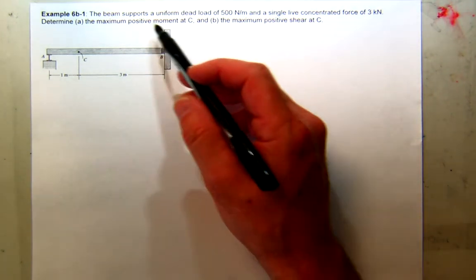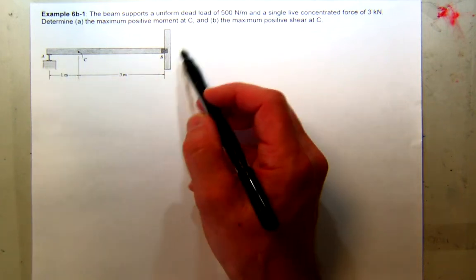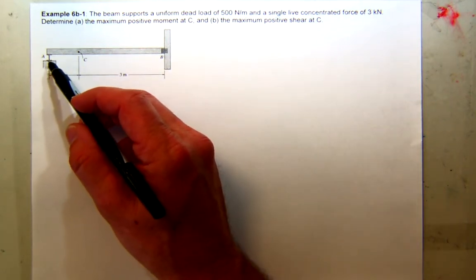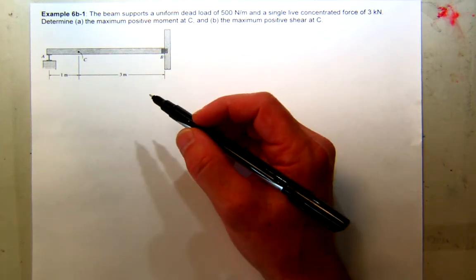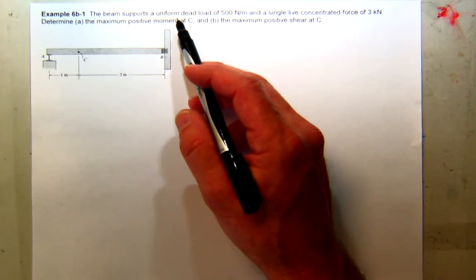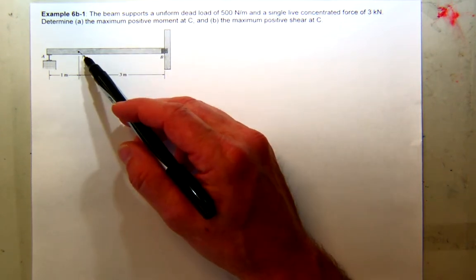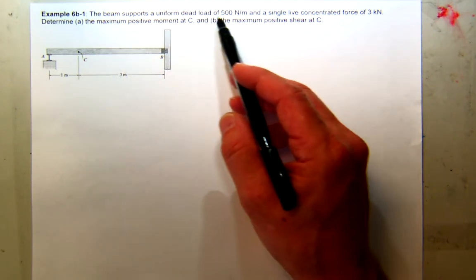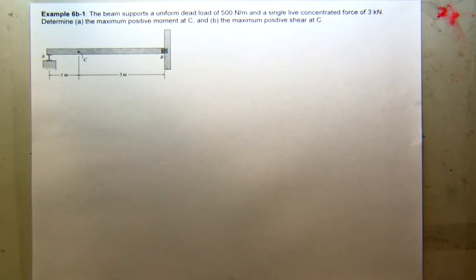All right, so let's work on this problem. This is a little distracting if you look at all these bits and pieces, but really this is just a simple roller support at A and a pin at B. It's basically a simple supporting beam. So the problem wants to know what's the maximum positive moment at C and the maximum positive shear at C for a uniform dead load and a single live load. Okay?